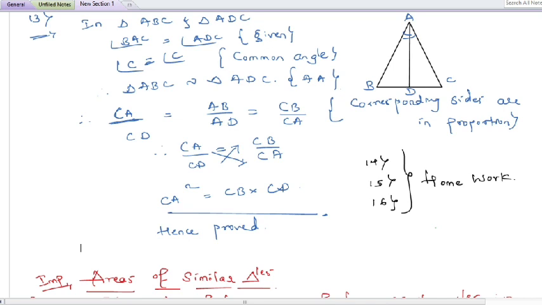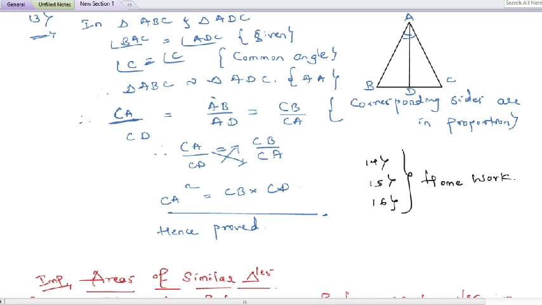Now, if these two triangles are similar triangles, then according to the condition their corresponding sides are in proportion. For that reason I have written CA by CD is equal to AB by AD is equal to CB by CA. Now consider CA by CD is equal to CB by CA. Only consider the first and last one, because we want the solution. By making cross multiplication, CA into CA is equal to CA square, CB into CD. Here I have shown the symbol, cross multiplication.